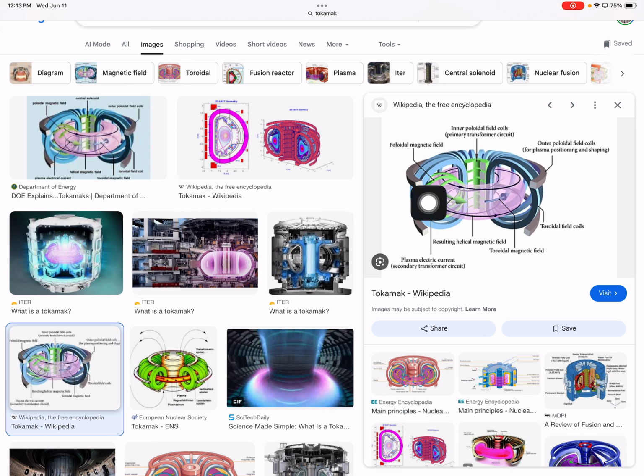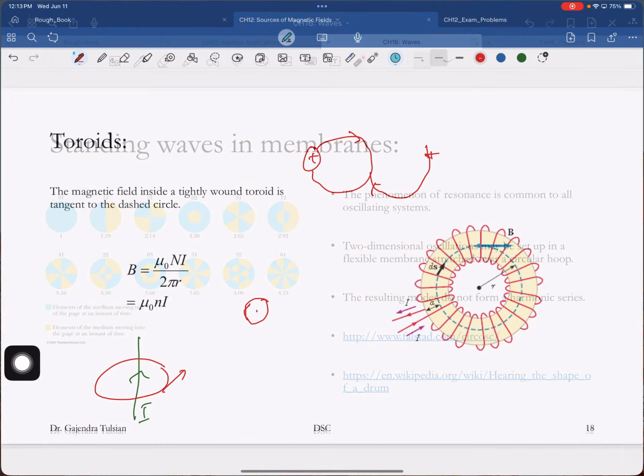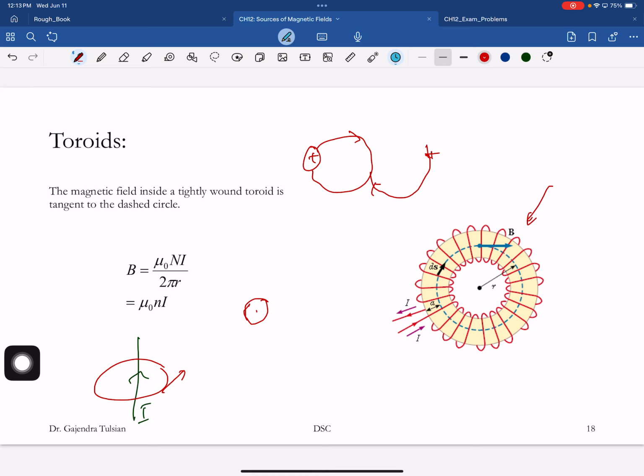Okay, so those are the field lines, you can think of them. So there are situations when we need to produce magnetic fields like that. The magnetic field strength, like I said, is strongest here and weakest there, but here's the expression for the magnetic field, mu naught n I.